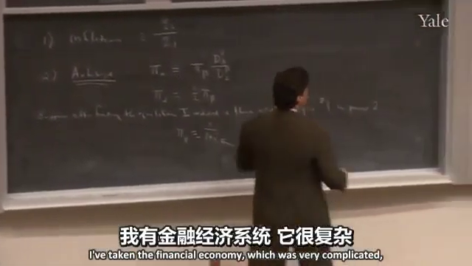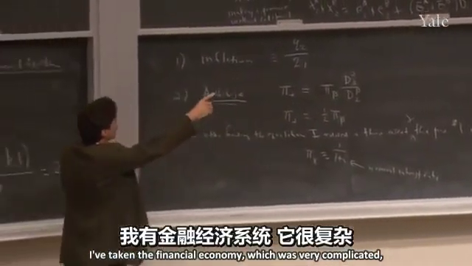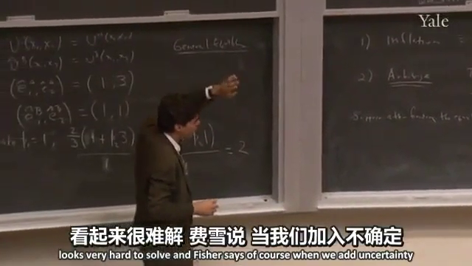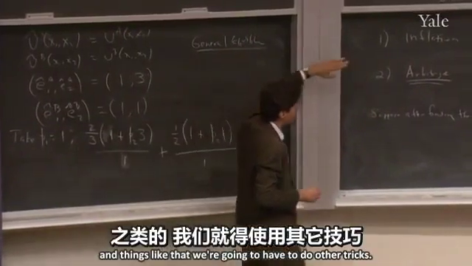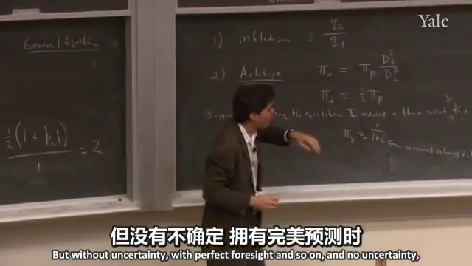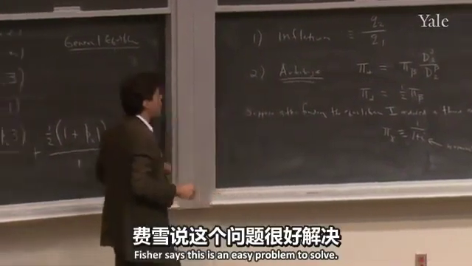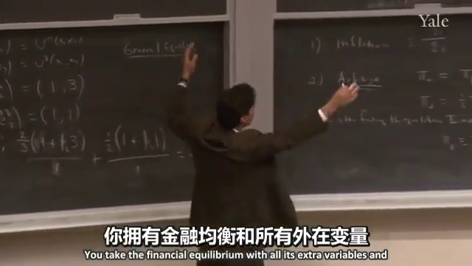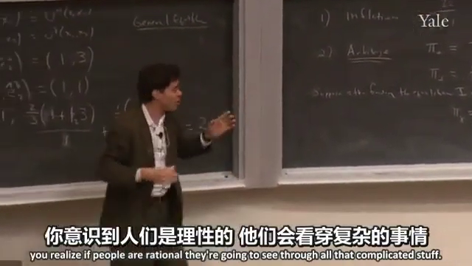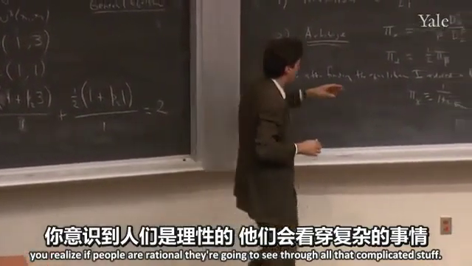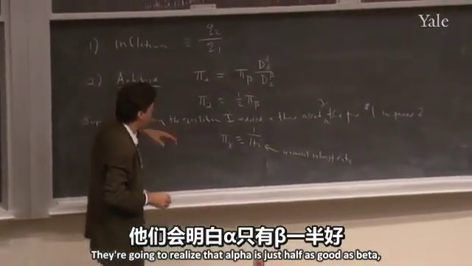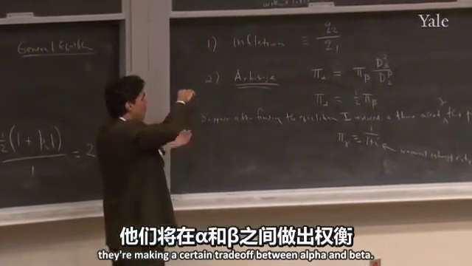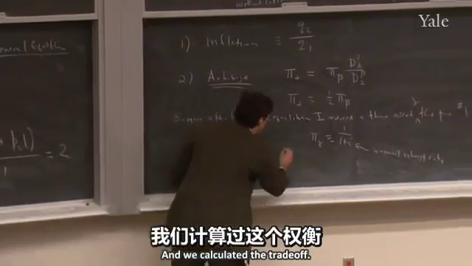Okay, so let's see what I was doing. I've taken the financial economy, which was very complicated, looks very hard to solve, and Fisher says, of course, when we add uncertainty and things like that, we're going to have to do other tricks. But without uncertainty, with perfect foresight and so on, Fisher says this is an easy problem to solve. You take the financial equilibrium with all its extra variables, and you realize if people are rational, they're going to see through all that complicated stuff. They're going to realize that alpha is just half as good as beta. And so by holding stock, they're making a certain trade-off between alpha and beta. And we calculated the trade-off.